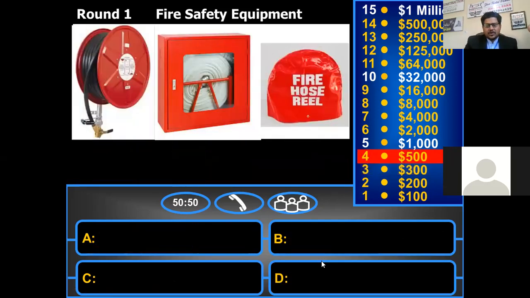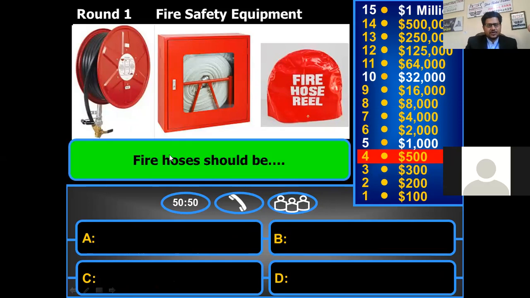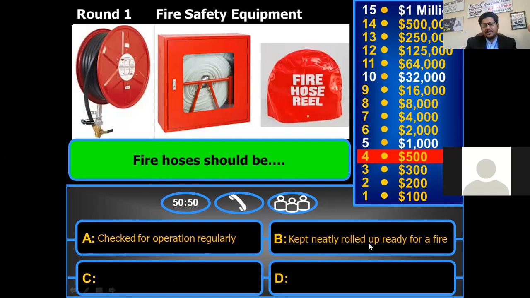Brilliant. Okay, $500 question is there. Look at the picture first. The question is, fire hoses should be checked for operation regularly, kept neatly rolled up ready for a fire, used for hosing down the factory floor, or both A and B.